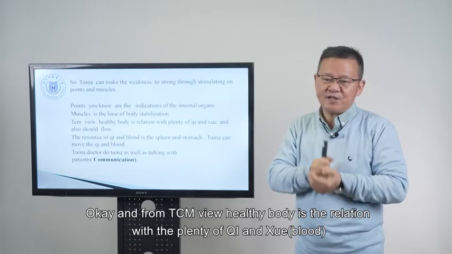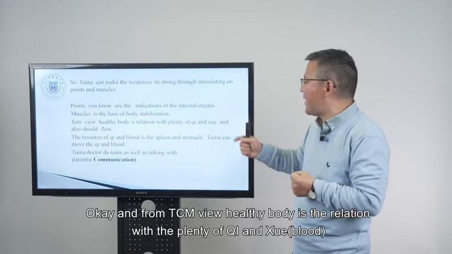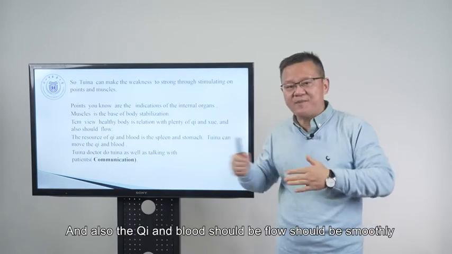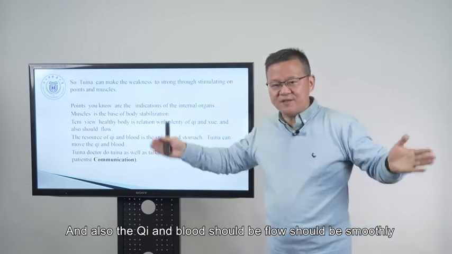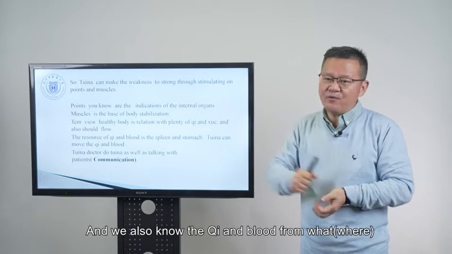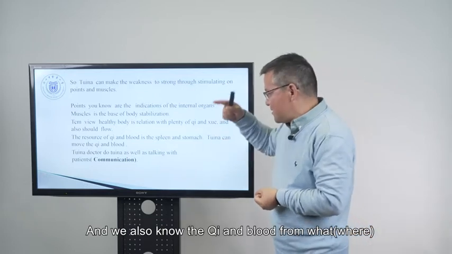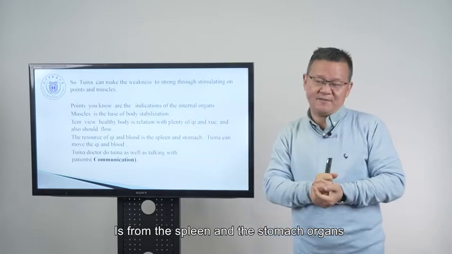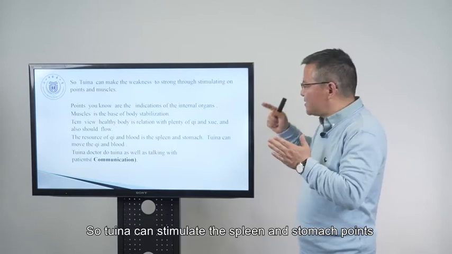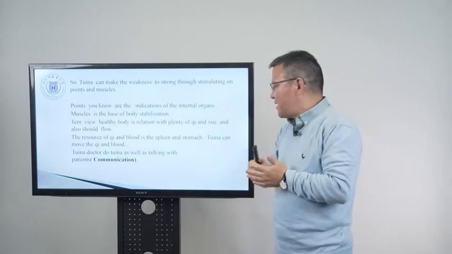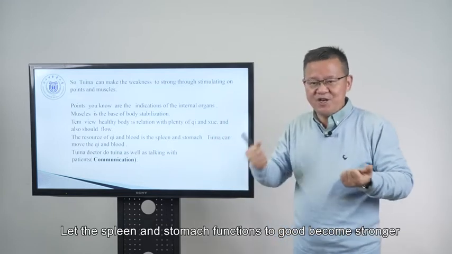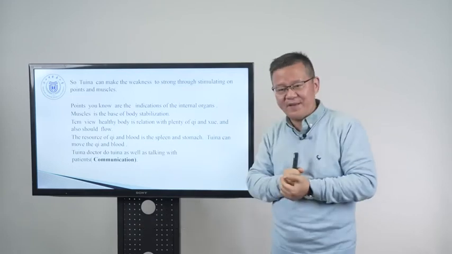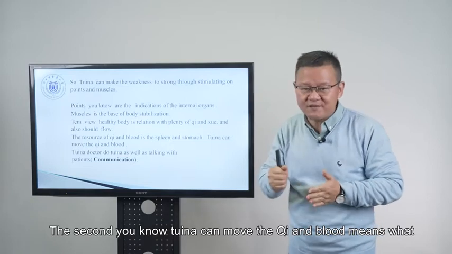Okay. And in the TCM view, a healthy body is related to plenty of qi and xue, and the qi and the blood should flow smoothly. We also know the source of qi and blood is the spleen and the stomach organs. So Tuina can stimulate the spleen and stomach points, let the spleen and stomach functions become strong. Then you can produce enough qi and blood. Second, Tuina can move the qi and the blood.